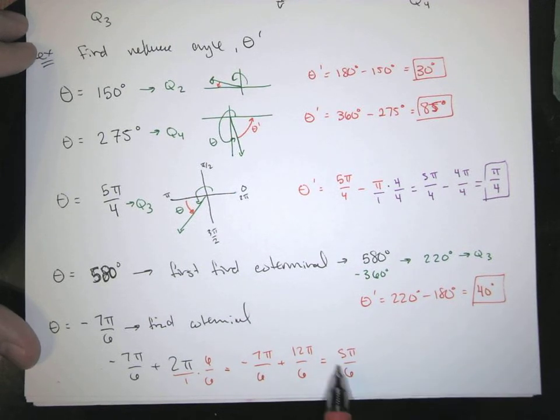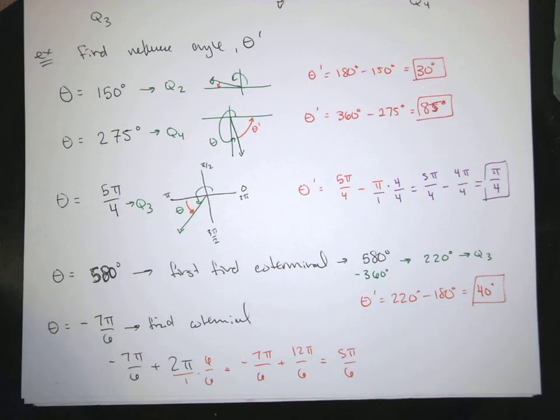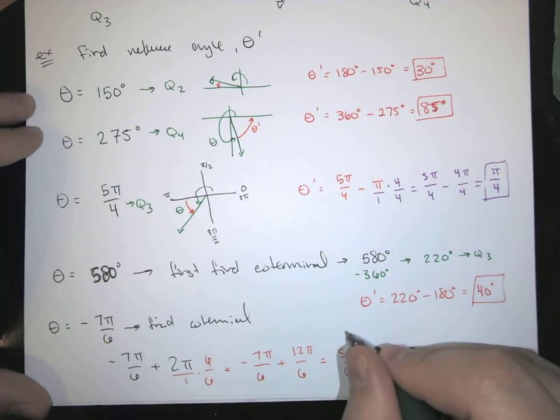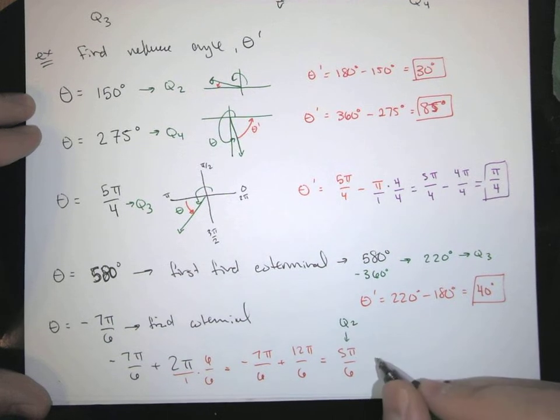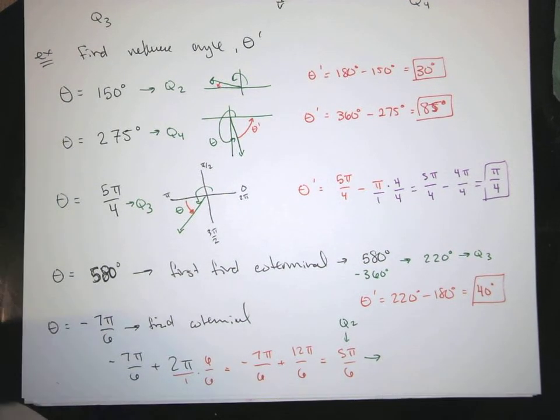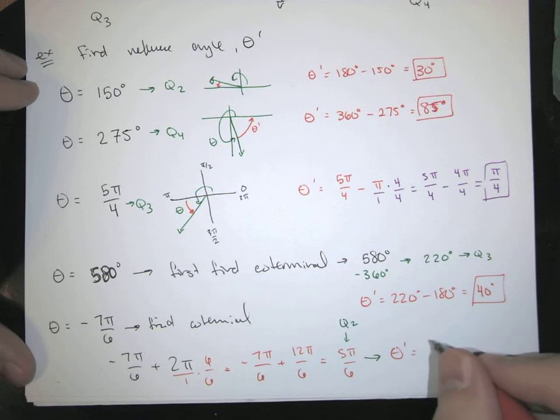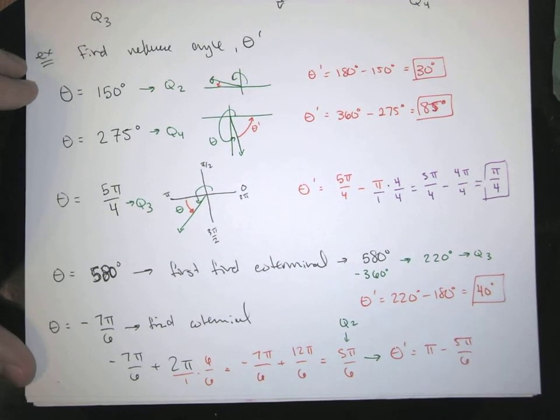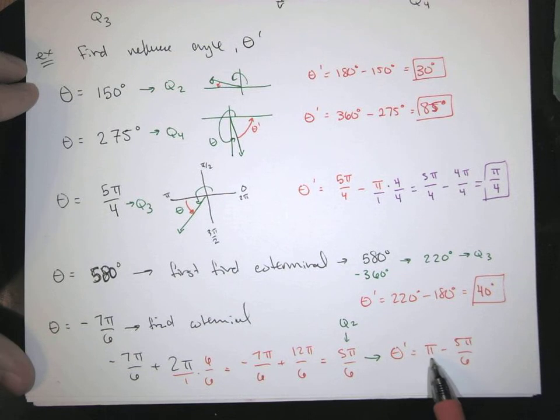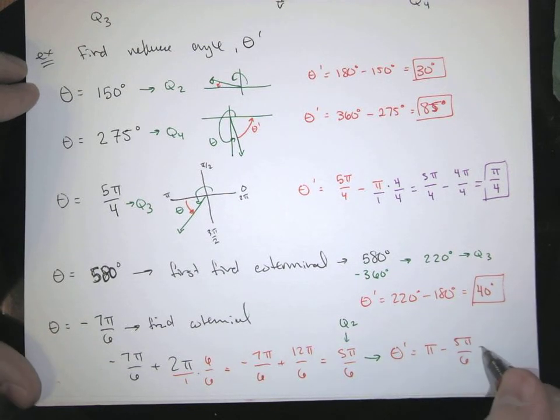5 pi over 6 would be bigger than 1/2, less than 1. That's going to be in quadrant 2. So that means for our reference angle, theta prime, we'll do pi minus 5 pi over 6. And just to save a little space, 1 pi would be 6 over 6 pi minus 5. The reference angle here is going to be a single pi over 6.